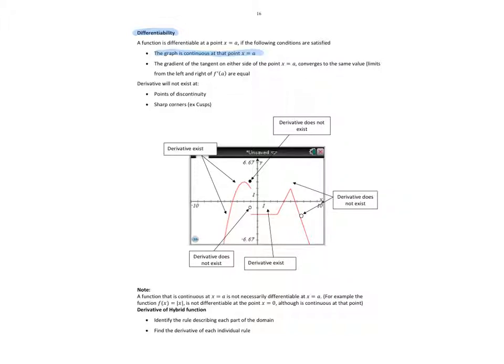Now it's not enough for it just to be defined. The gradients either side of that point need to be coming to the same value. For example, if I consider up here where the turning point is, if I get close to the graph from the left, or close to that point from the right, the gradients are both approaching zero. But let's consider this point here. The gradient on the left-hand side is clearly greater than zero. The gradient on the right-hand side is clearly less than zero.